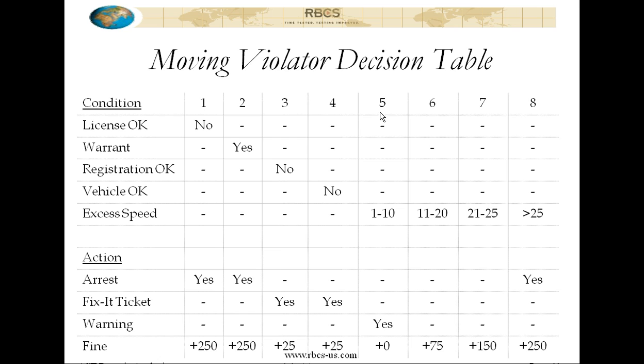And then we have calculation of the fine based on excess speed here in rules 5, 6, 7, and 8. Excess speeds from 1 to 10, you give them a warning. If it's 11 to 20 miles an hour over, you give them a $75 fine. Rule 7 says if it's 21 to 25 miles an hour over, then give them a $150 fine. And if they're greater than 25 miles an hour over the speed limit, that's reckless driving, so they get arrested and they get a $250 fine.